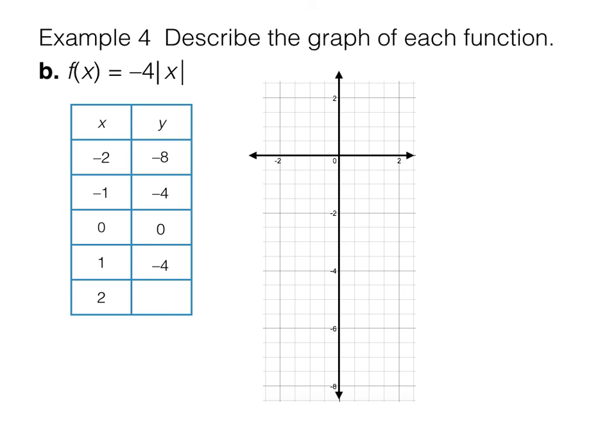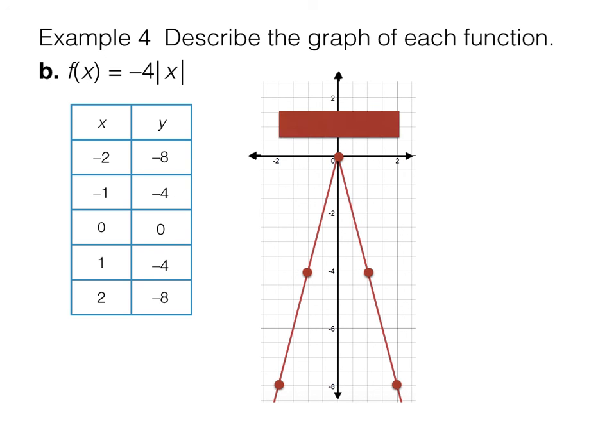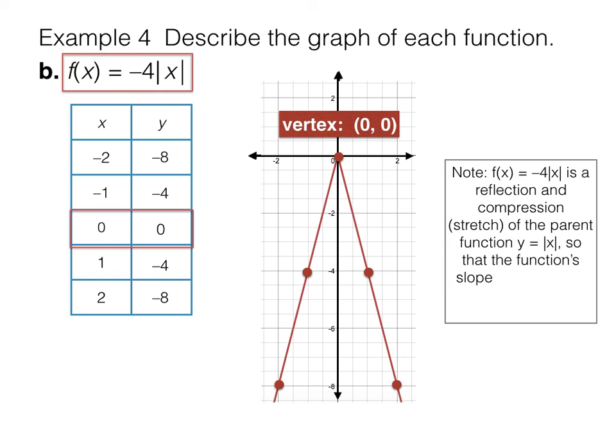And I continue like this in my table using mental math, and I plot my points, and I connect my dots, and I can see my vertex is still at (0, 0), so there hasn't been a horizontal or vertical shift. But this particular curve is actually 4 times as steep as the parent function, and it is reflected down because of that -4 in front of the absolute value expression. So it is a reflection and a compression of the parent function. The function slopes are negative 4 times those of the parent function slopes. So that was a little bit on the absolute value function.